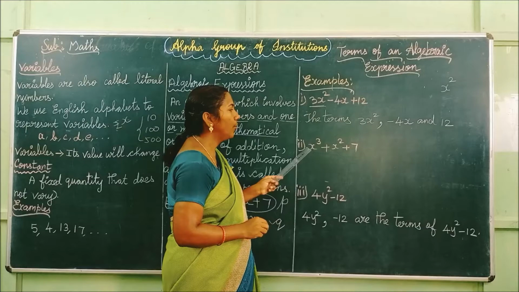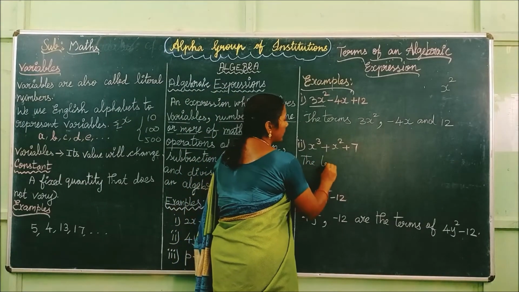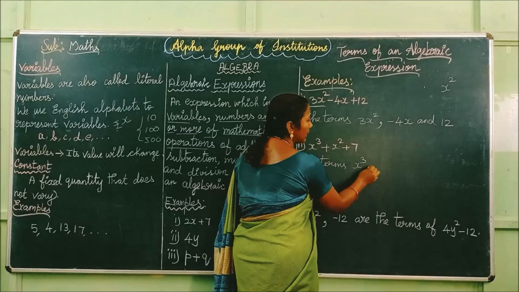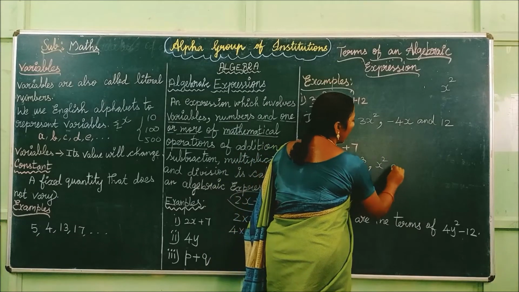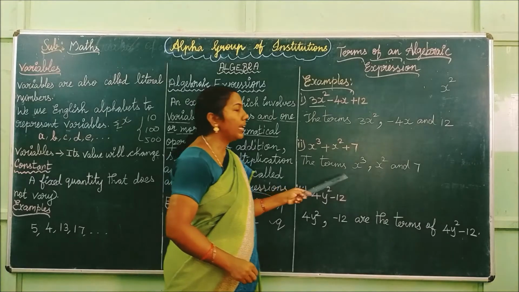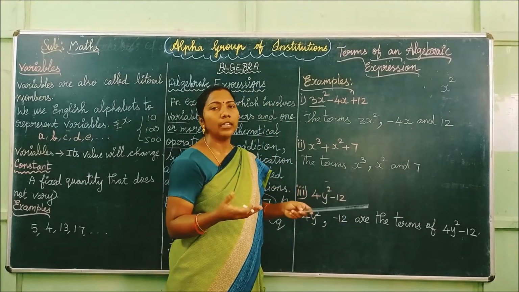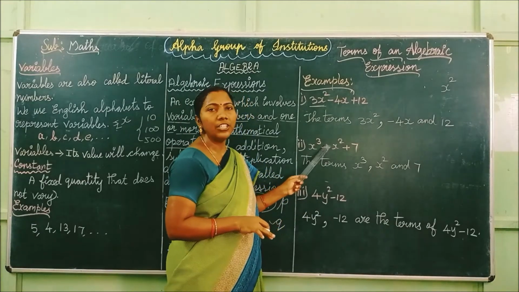Next we are going to write terms of this expression. So what are the terms? The terms are x cube. Here you have to place comma, x cube, comma, x square and 7. So this expression contains three terms. How do you identify the expression contains three terms or two terms? By observing the symbol of addition and subtraction.